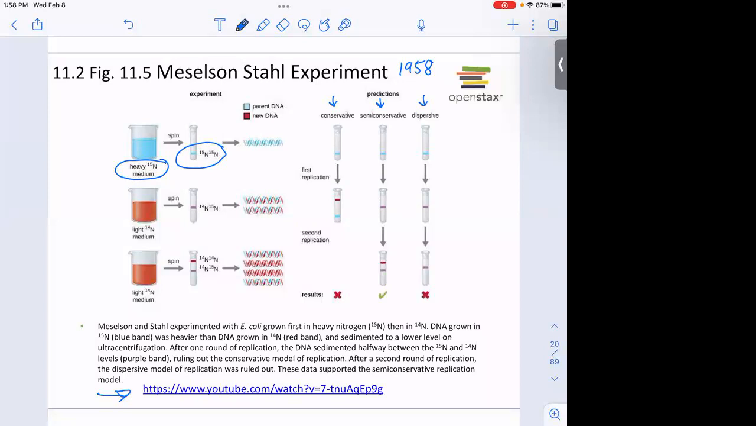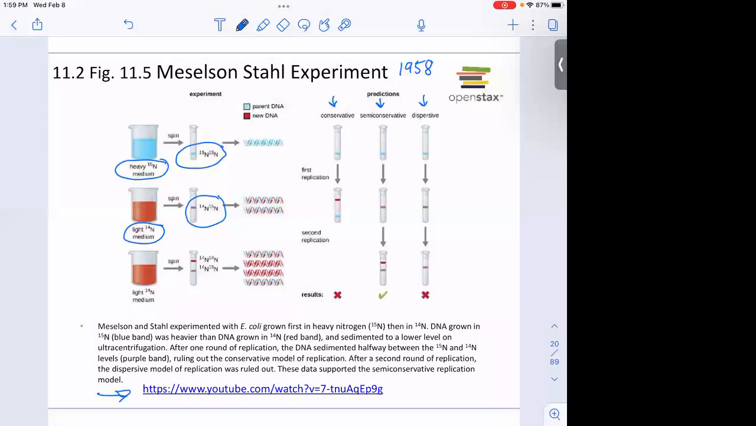Then they took some cells that were growing in heavy nitrogen and they switched them to a medium that had regular nitrogen in it, or we'll call it light nitrogen. And then after one generation, so they had to know the generation time of whatever bacteria they used, I don't know if it was E. coli or what, they extracted the DNA, and they found that it had kind of a hybrid band. So the DNA wasn't quite as heavy.